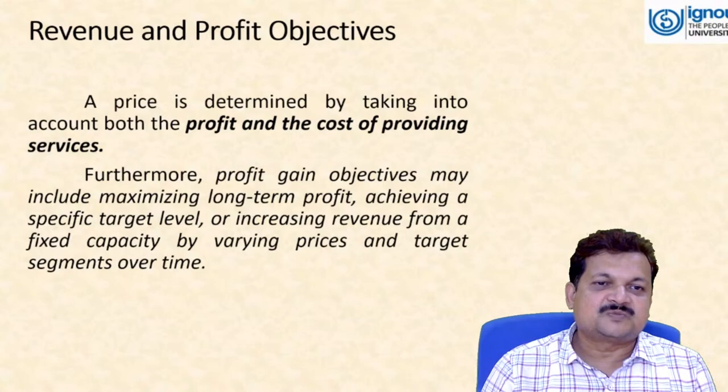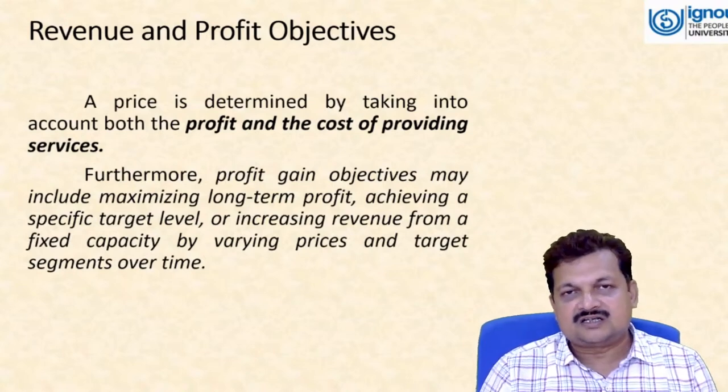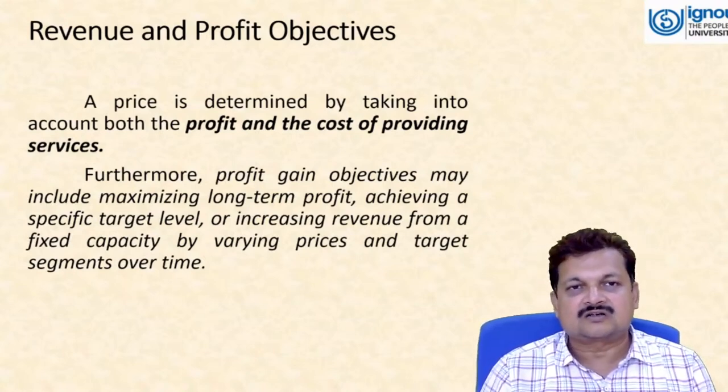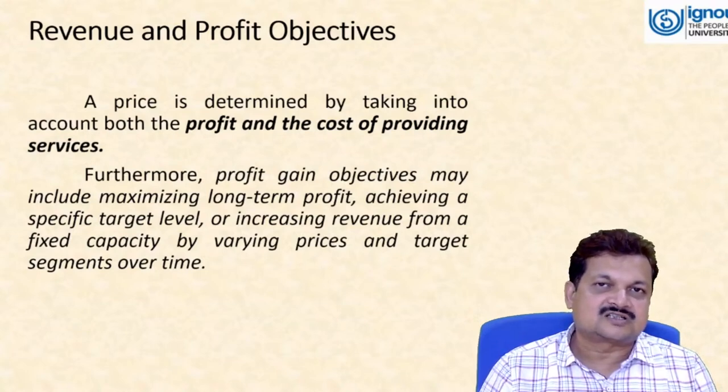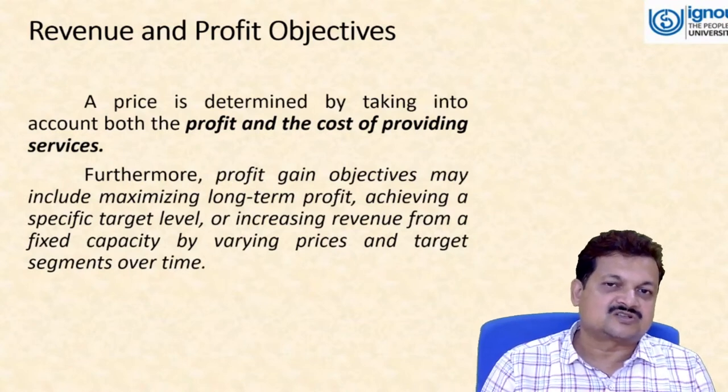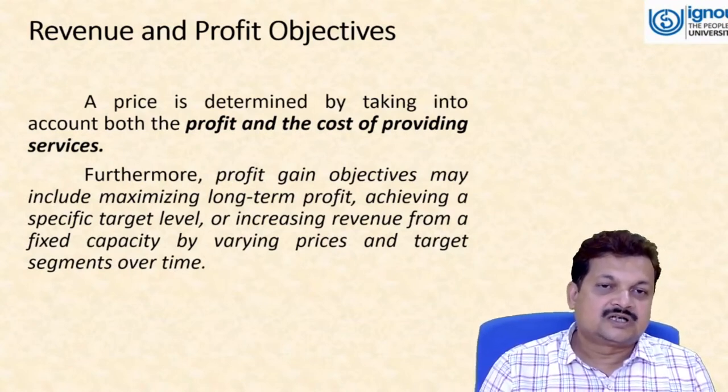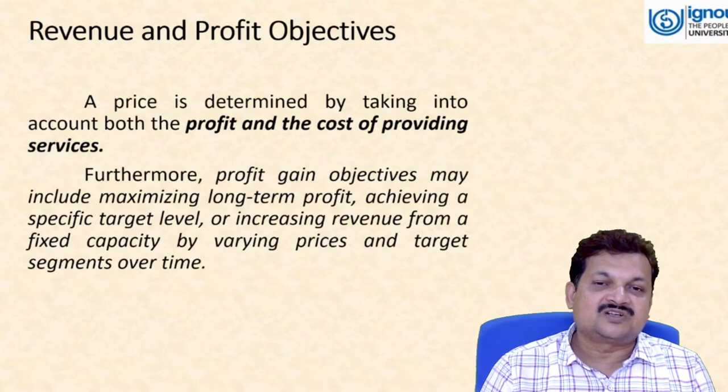And achieving specific target levels, what you have targeted, what is the sales turnover target or the profit target of yours, or increasing revenue from a fixed capacity by varying prices and target segments over time. So increasing revenue, whether the revenue is increasing or not increasing, means your price structure is not right, that's why customers are not purchasing, that's why your revenue is not going up. If you have put a right price, then the revenue will go up.